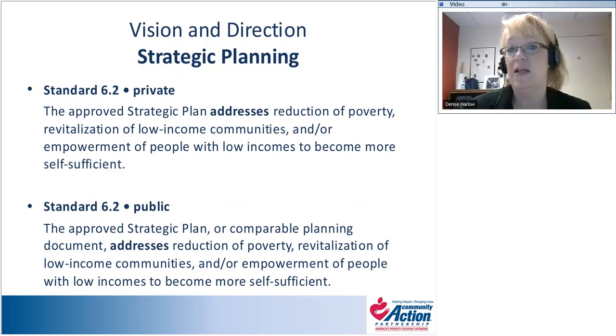So this may be reflected in the mission of the organization. It could be reflected in the types of broad goals or strategies you set. It may be addressed in the vision of the organization. And the working group will be giving you additional guidance on some of that. But there's a lot of different ways you can address poverty, revitalization, and empowerment.